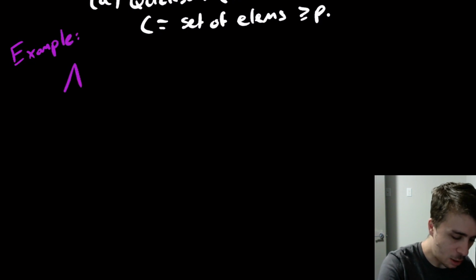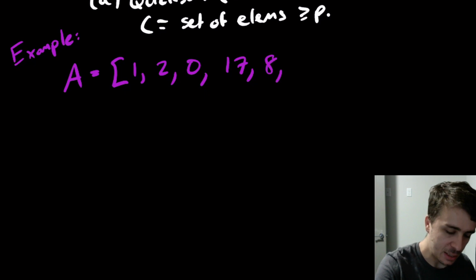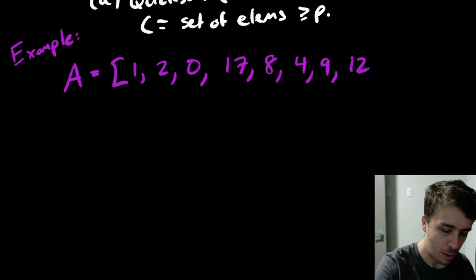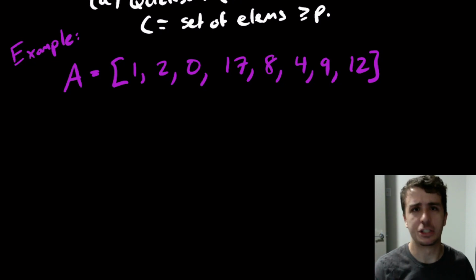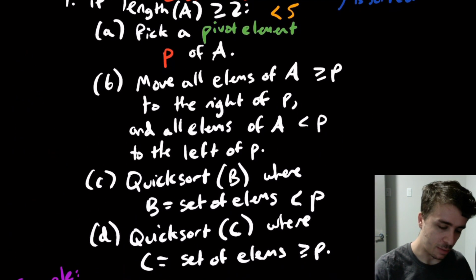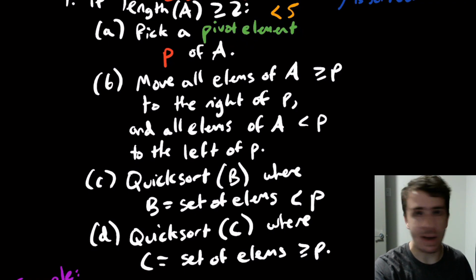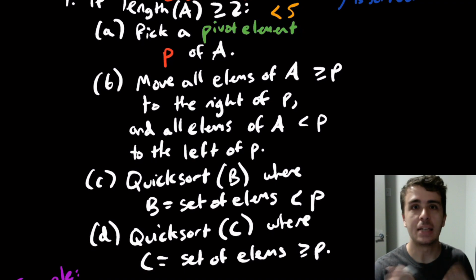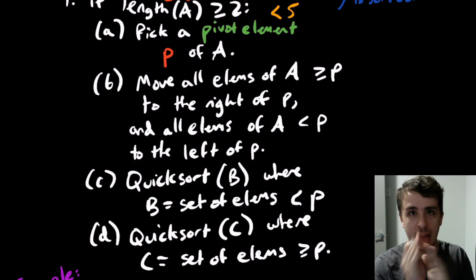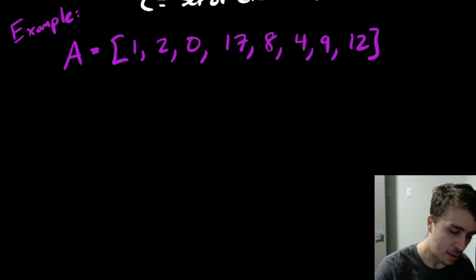All right, so let's let our array here be 1, 2, 0, 17, 8, 4, 9, 12. Okay, so I just made this array completely up. And one thing to pay attention to in the quicksort algorithm is that we are picking a so-called pivot element, but it does not matter which one that we pick. So let's just pick the element in the middle of the array, or at least close to the middle. But again, we can pick any element that we want to. So let's pick the one in the middle.